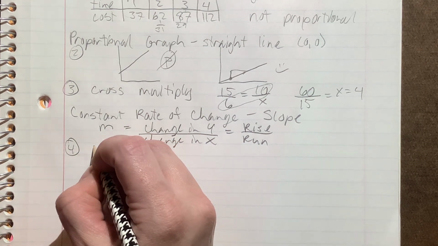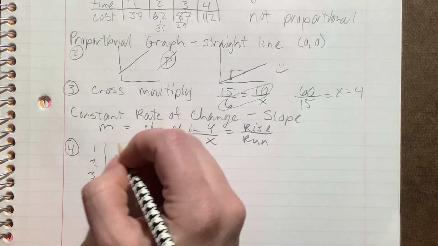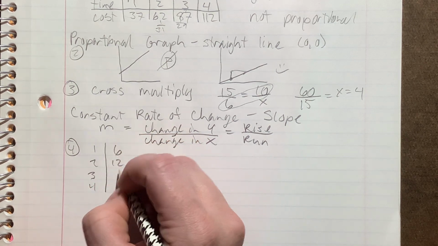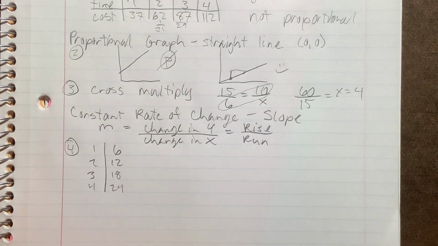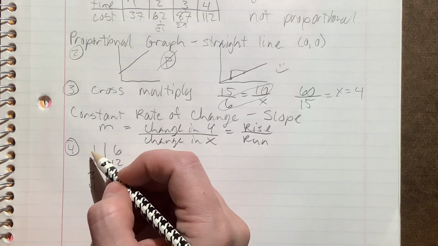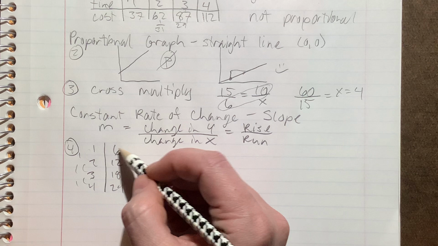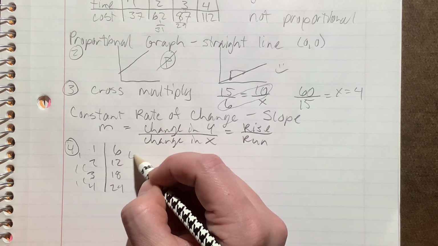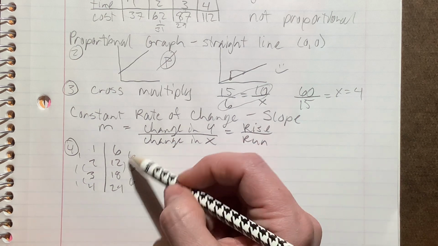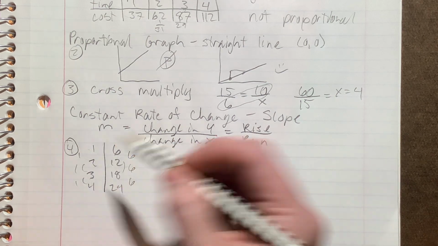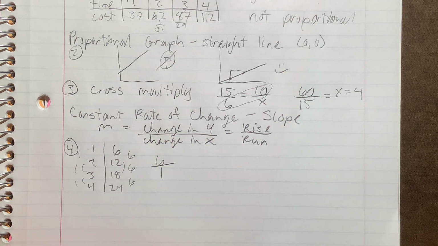So if we have a table, 1, 2, 3, those are our x's, and our y's, 6, 12, 18, 24. This is when we're finding the difference. Remember, to get from here to here was 1, to get from here to here was 1. To get from here to here is 6, here to here, 6, here to here is 6. So it's the change in y, which is 6, over the change in x, which is 1.